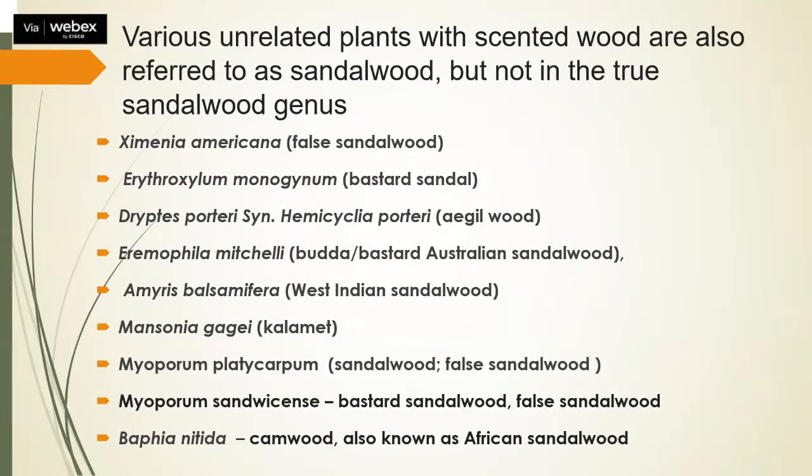Then the Santalum one, there are other unrelated plants with scented wood, which are also referred to as sandalwood in the market, but they are not in the true sandalwood genus, that is, not in the Santalaceae. Some examples are Ximenia americana, called false sandalwood, then Erythroxylum monogynum, this is bastard sandal, then Drypetes porteri, or another name is Hemicyclia porteri, Aglai wood, then Eremophila, then Amyris balsamifera, Mansonia gagei, Myoporum, then Baphia nitida.